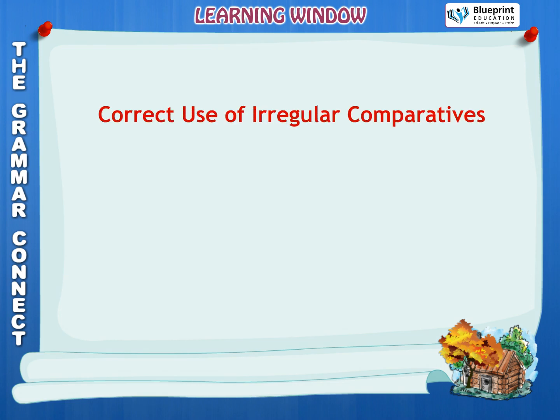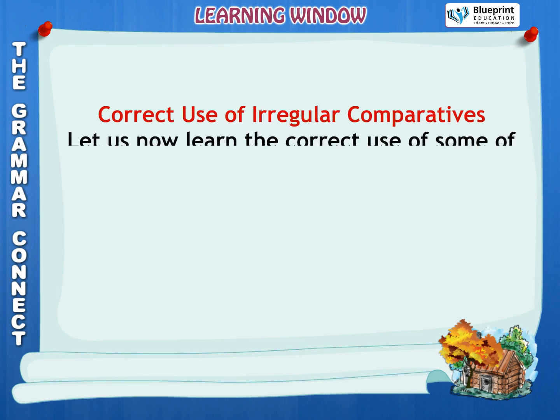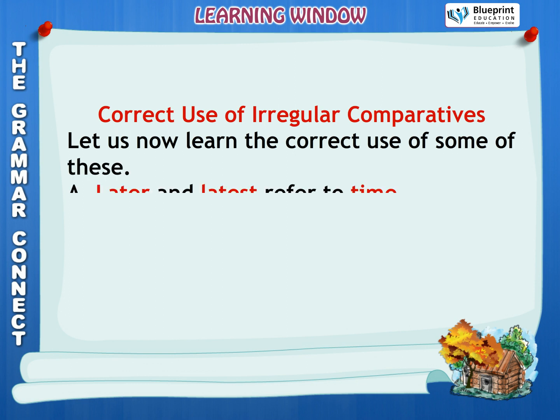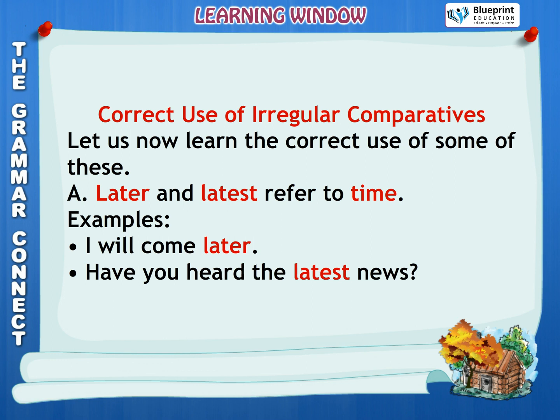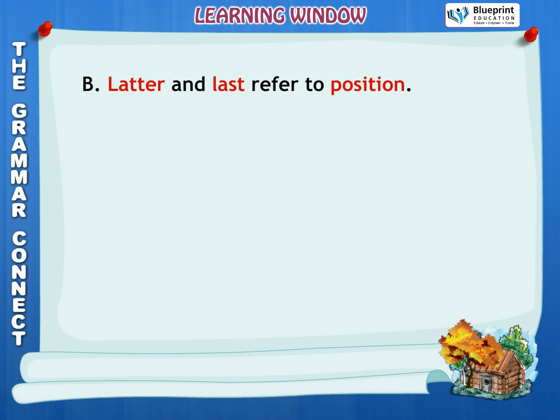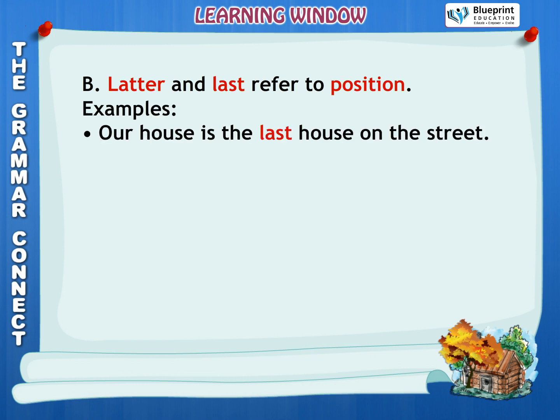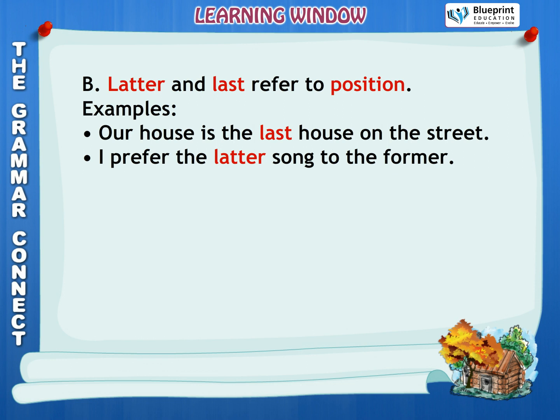Correct use of irregular comparatives. Let us now learn the correct use of some of these. A. Later and latest refer to time. Examples: I will come later. Have you heard the latest news? B. Latter and last refer to position. Examples: Our house is the last house on the street. I prefer the latter song to the former.